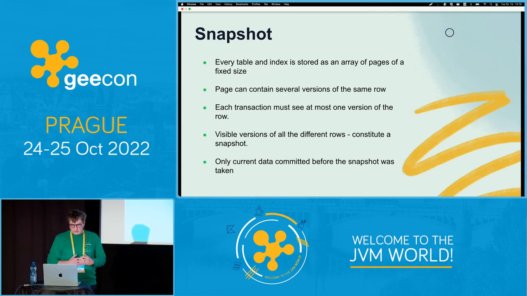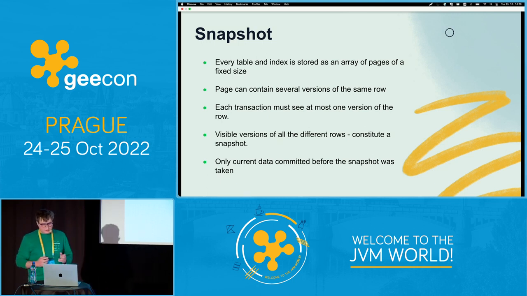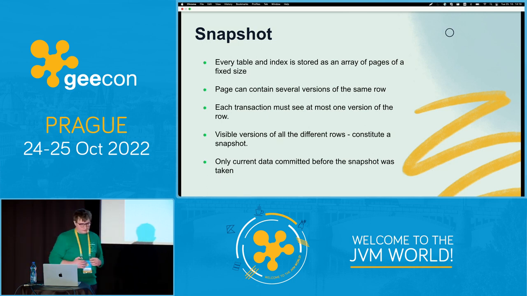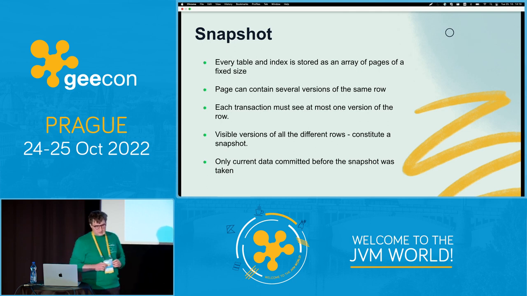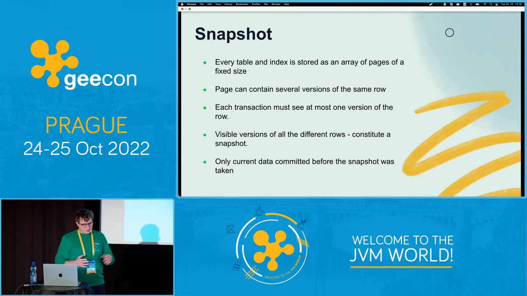How do we achieve it? Each transaction has its own snapshot. All rows that are currently accessible, that your transaction has read, contribute to a snapshot. And the snapshot sees the data that was written by previous transactions that committed.